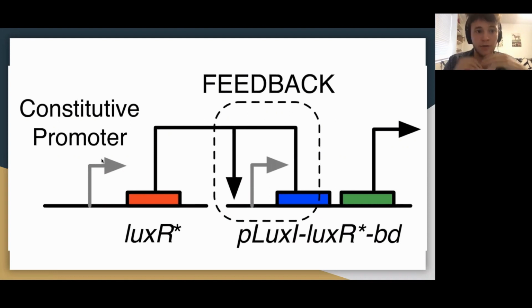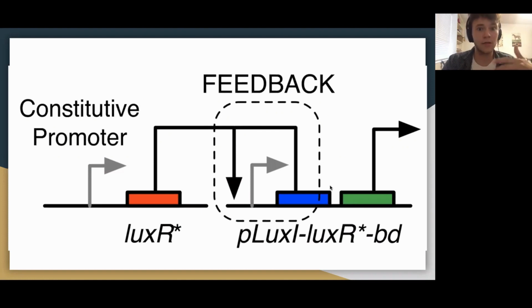And so you have this constitutive promoter, which just means always on, a promoter that's on. And it makes this activator, LuxR prime. It's a specific example, like it's a modified protein. And so this activator will then activate P-LuxI, which is your promoter LuxI, that will make more LuxR. And so now you have more LuxR that then goes back and activates more PLuxI, and so on and so forth.